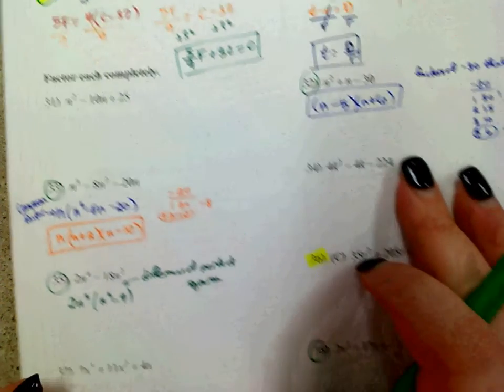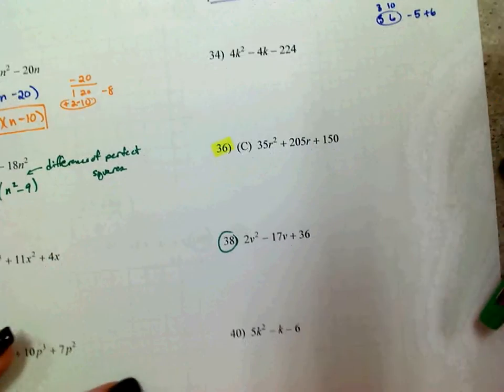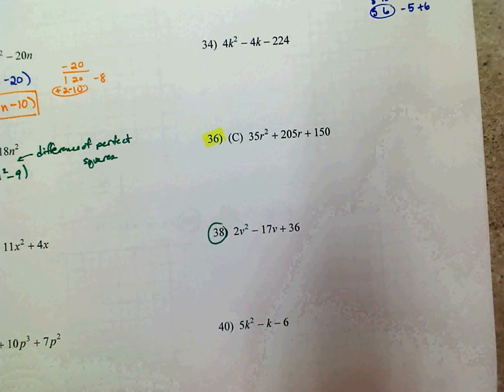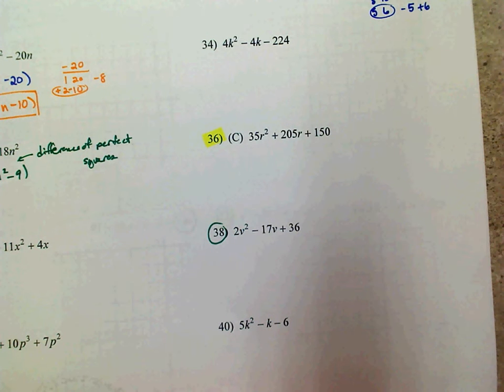Number 36. So number 36 is factoring, and that C right there is my notation for the fact that I would allow you to use a calculator on that. Some of these I would not allow you to use a calculator. I'm not necessarily going to take it away from you on this quiz, but I will in the future. Okay?